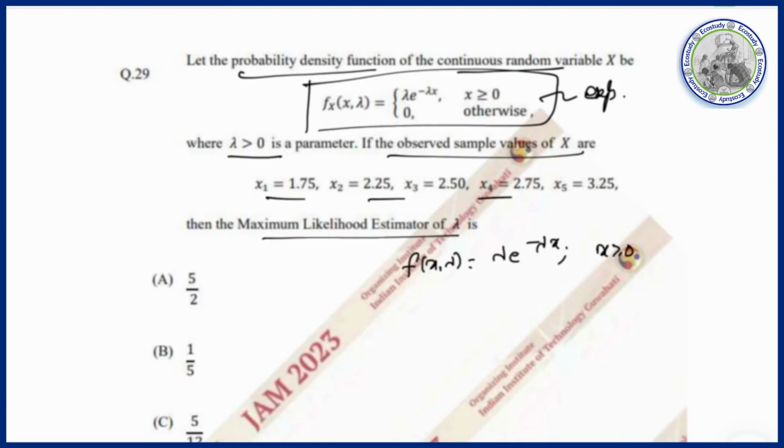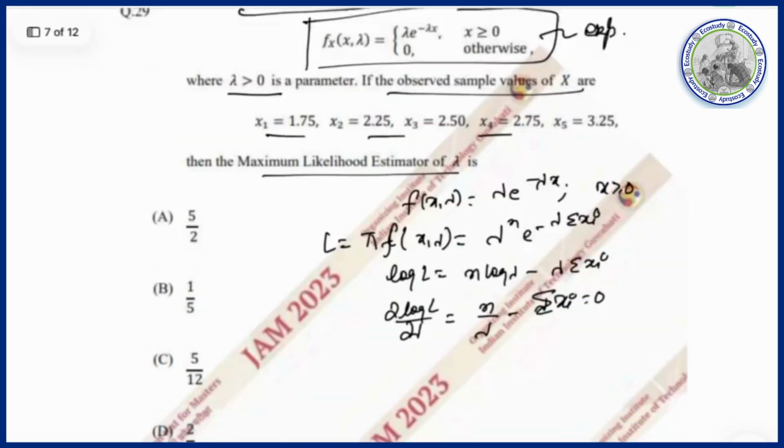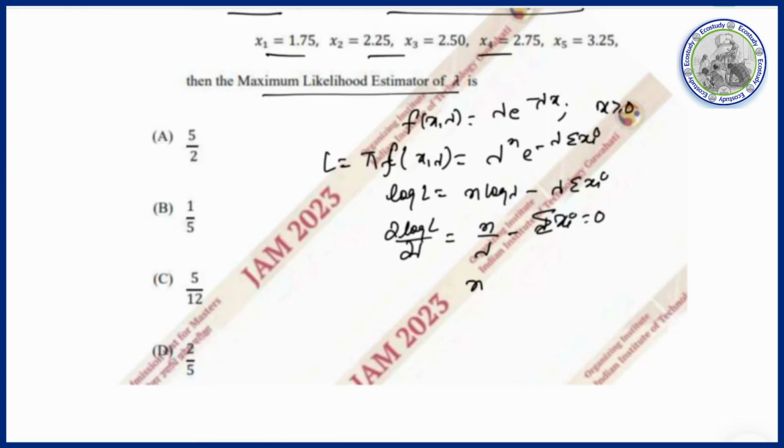How will you find the MLE? In this question I will show you how. First of all, take the joint distribution, that is lambda to the n e to the power minus lambda sigma xi. Taking the log on both sides, log L is equal to n log lambda minus lambda sigma xi. Differentiate log L with respect to lambda: n upon lambda minus sigma xi is equal to 0. This is how you calculate. Then n is equal to lambda sigma xi, so lambda is equal to n upon sigma xi.